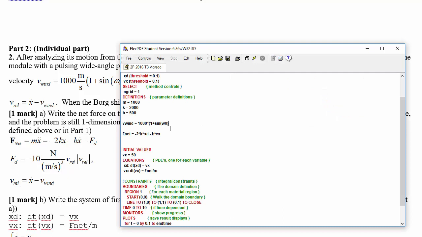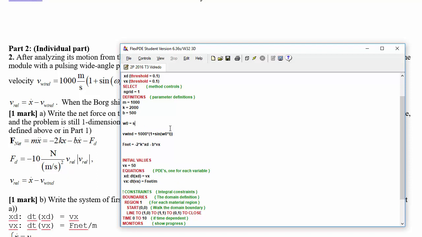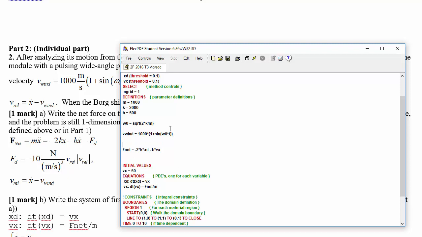Yeah, W naught times T. We will define W naught is equal to the square root of 2 times K over M. Only 2K because we have two springs in this. So the default, remember, is the natural undamped resonant frequency is root K over M. The reason we're using that is because it's basically the same as the damped one for this kind of damping where we're underdamped.